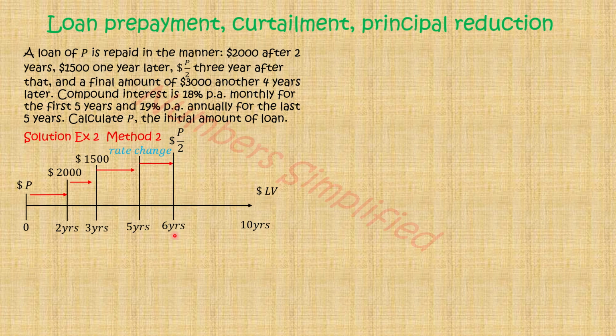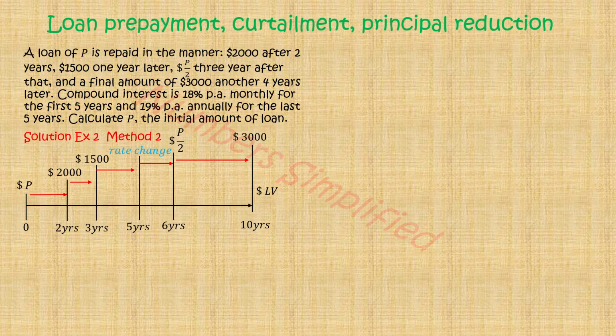Then we subtract the payment at that particular time up until we get to the final period, which is 10 years. And in the final period, an additional amount of 3,000 was made, which cleared the balance of the loan. So now this is a different method. It's different from the one that we looked at in method 1.